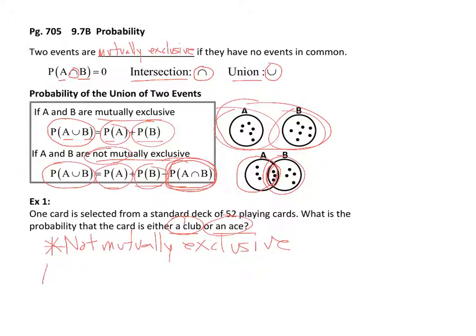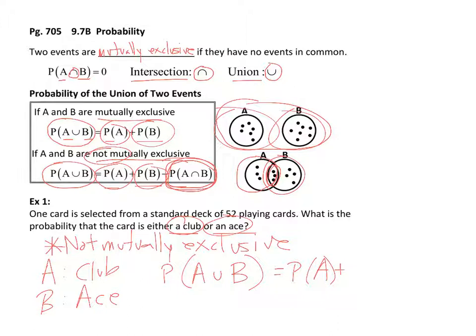So we'll say event A is having a club, and event B represents an ace. So what's the probability of getting a club or an ace? In other words, the union of those two events. Well, it's going to be the probability of A plus the probability of B. But since they're not mutually exclusive, that means there's an overlap, and I have to subtract that overlap.